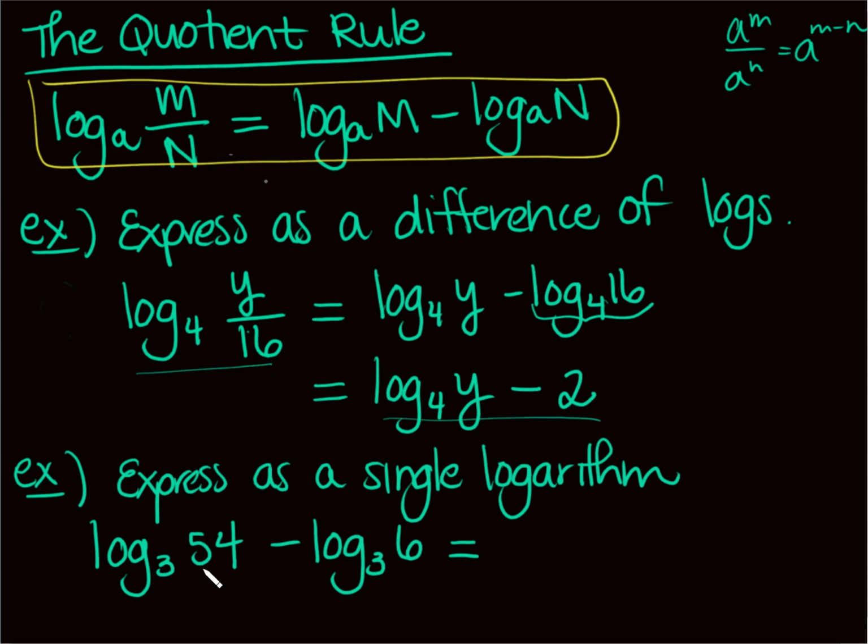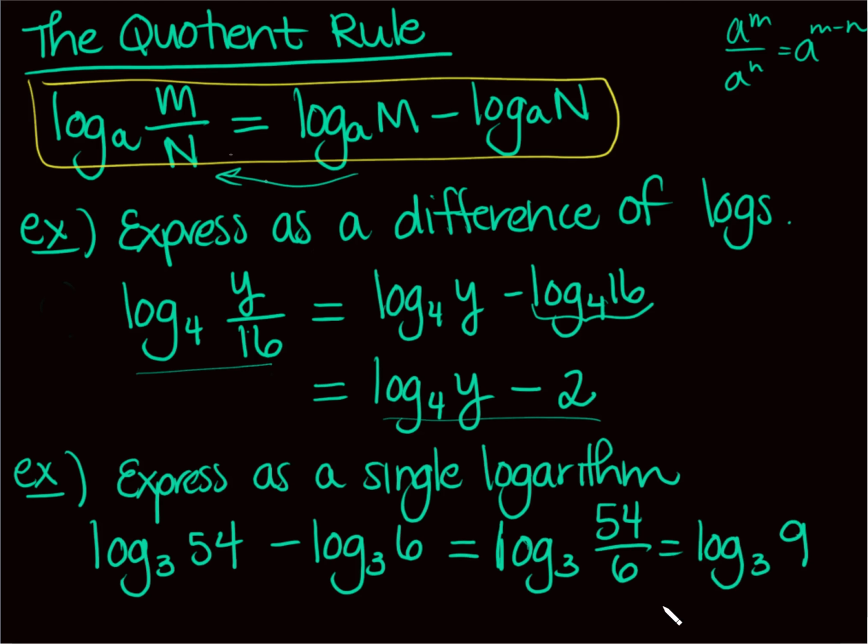So I have log base 3 of 54, and I don't know a number off the top of my head that when I raise 3 to it, I get 54. I know it's not going to be a whole number. And I don't know a number off the top of my head that when I raise 3 to it, I get 6. But look at what I do know. If I take log base 3, remember this becomes a single logarithm. I'm subtracting two logs, and the quotient rule tells me that it becomes a single logarithm. I'm going this way now. I'm going to have 54 over 6. I believe 54 divided by 6 is 9. I'm pretty sure.